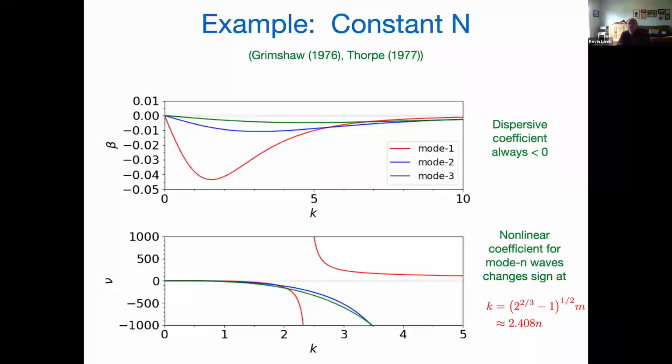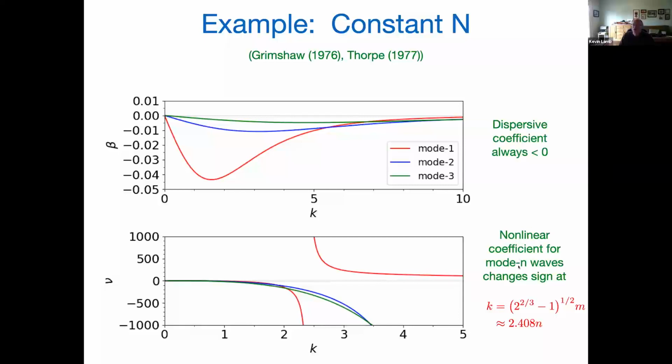So here's an example, the anomaly, constant N. Up here, I plotted the dispersive coefficient for mode 1, mode 2 and mode 3 waves. If you remember back at the beginning, for mode 1 the vertical displacements are always in the same direction. Mode 2, the vertical displacements change sign once. Mode 3, they change sign twice. The dispersive coefficient is always less than 0, and you can prove this analytically.